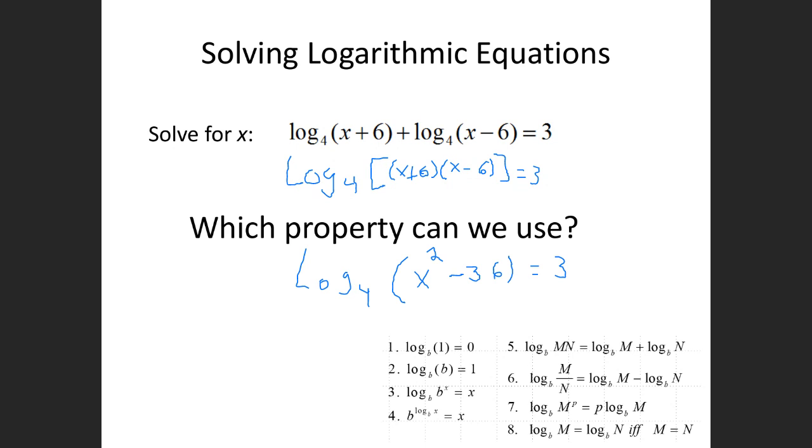All right. So how can we finish this? One way we can do it is we can, again, convert it to exponential. But this was for practice, just to show you that we can use other properties to solve these equations.